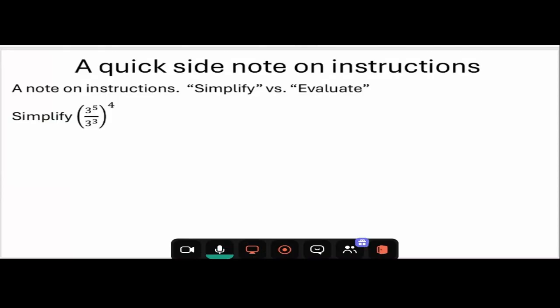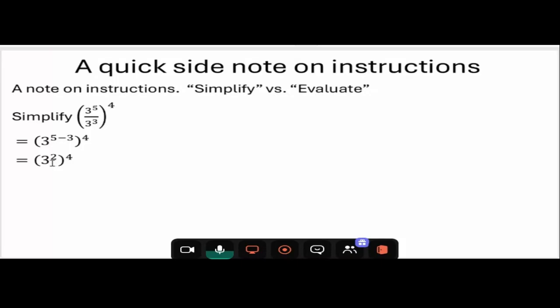So let's just look at a quick example of these instructions. So a question might say simplify, and it gives you this expression here. Let's do a little practice with the new rules that we've just been learning. Inside that bracket, we have a division, 3 to the 5 divided by 3 to the 3. We are dividing with the same base. So we subtract the exponents. 5 minus 3 is 2.